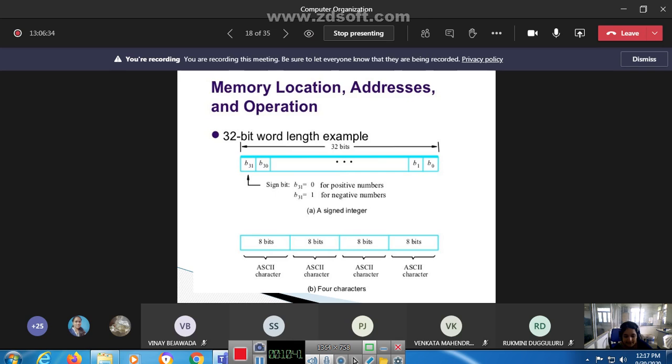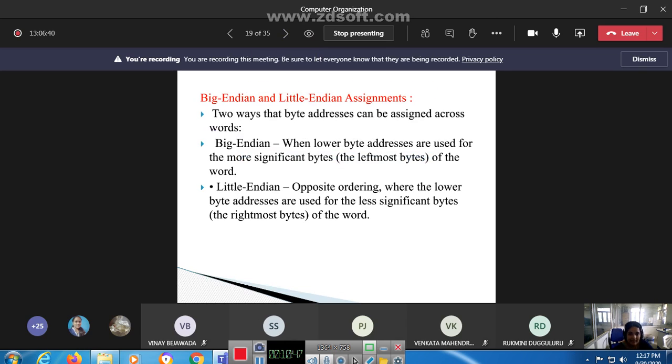And this is the signed integer image. These are the 4 characters we are representing. Next, coming to big endian and little endian assignments. In this there are 2 ways that byte addresses can be assigned across words. One is big endian and the other is little endian.